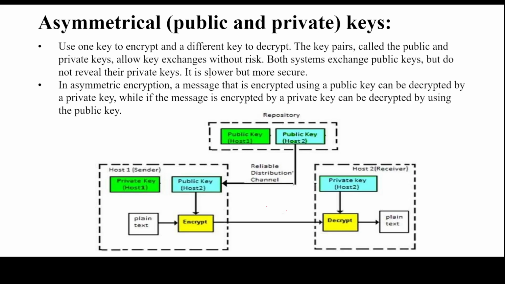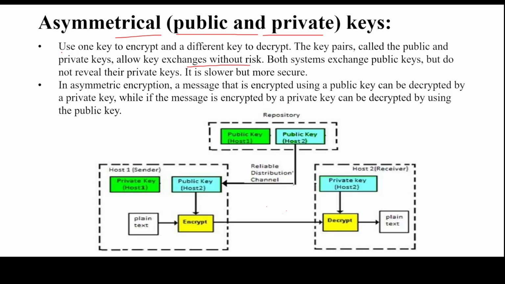In this session, we will see the major cryptographic component, that is asymmetrical key. In an earlier session, we have seen the symmetrical key concept. Symmetrical key concept is nothing but the similar private or secret key. But here in asymmetrical keys, we are using public as well as private keys. So that is why it is known as a pair of keys, which is called public and private keys, that allows key exchange without any risk.